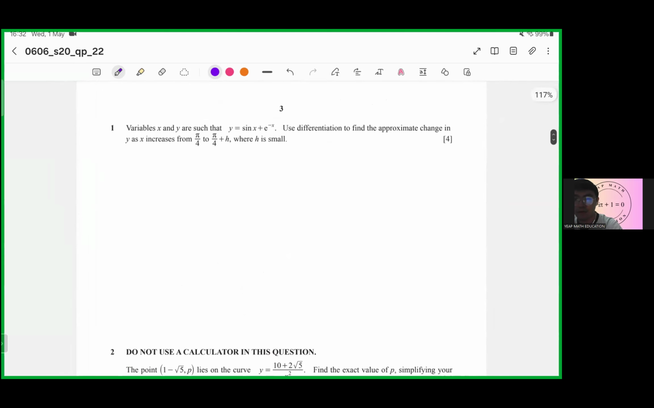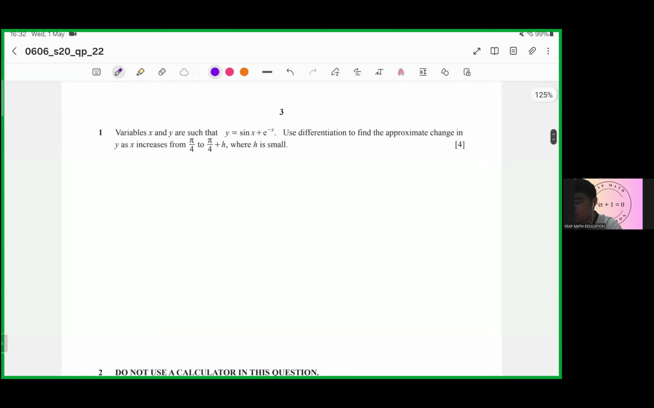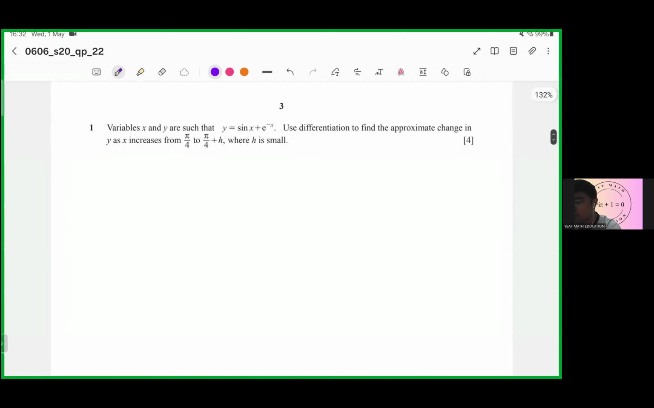Okay, we look at question 1 first. Question 1 asks: variables x and y are such that y equals sin x plus e to the power negative x. Using differentiation, find the approximate change in y as x increases from 1/4 pi to 1/4 pi plus h, where h is small. So first, we need to do the differentiation, or the first derivative.